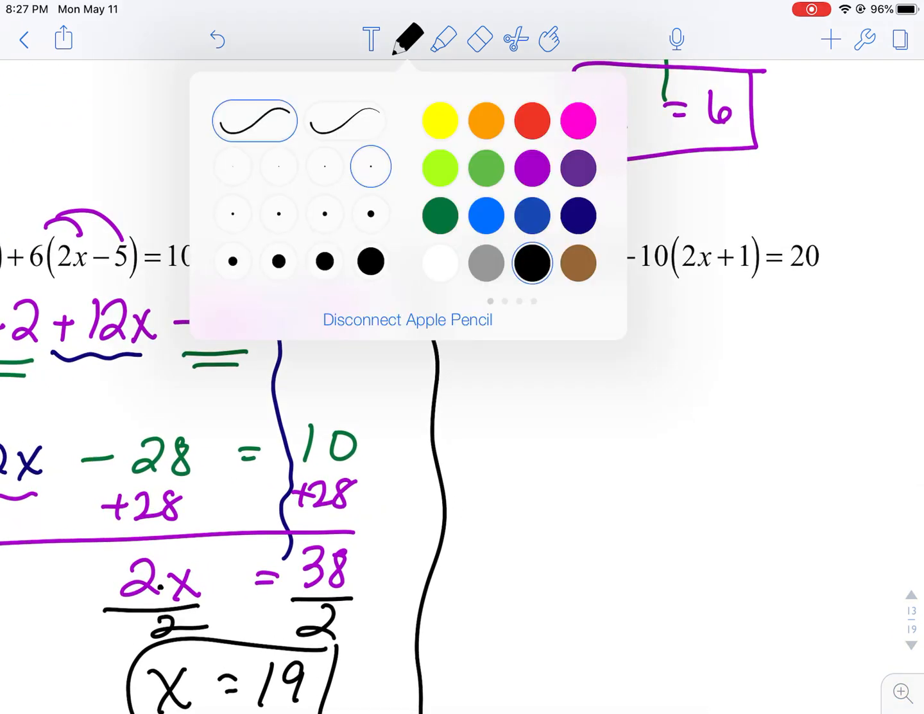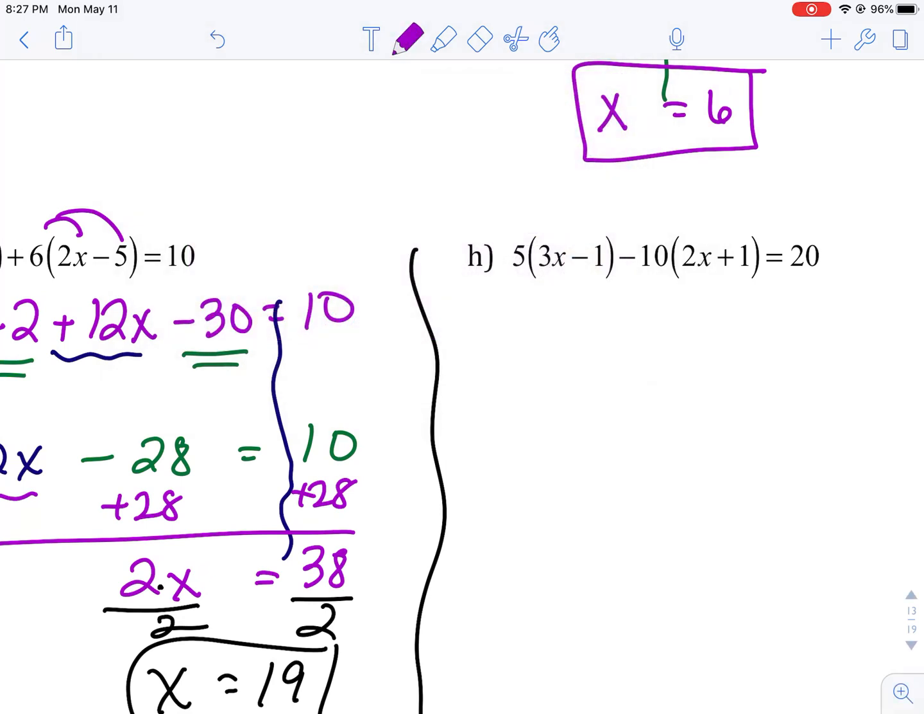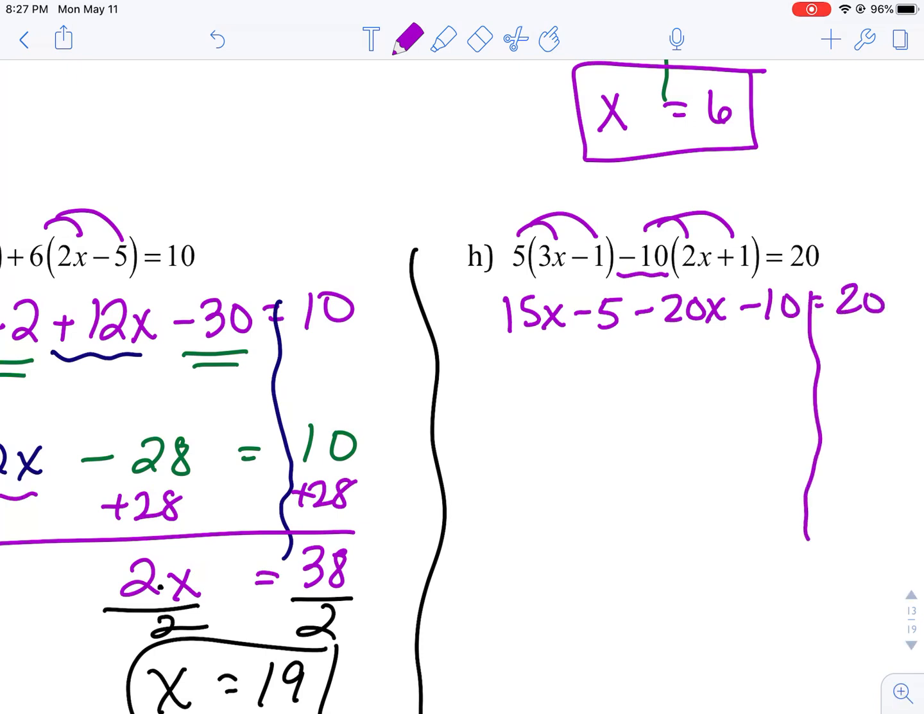All right, so the last problem that we're going to do for today is letter H. So just like the last problem, we've got to distribute that 5. So we get 15x minus 5. Now be careful here. I've got to distribute a negative 10. So negative 10 times 2x gives me negative 20x. Negative 10 times 1 gives me negative 10. And that's equal to 20.